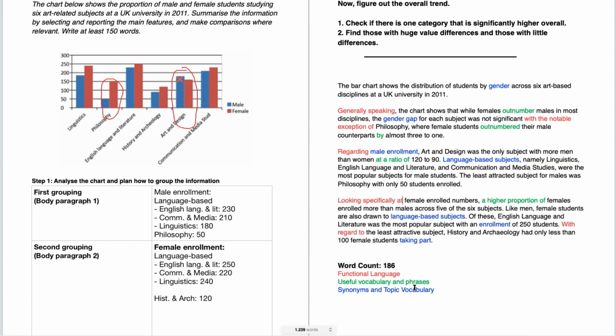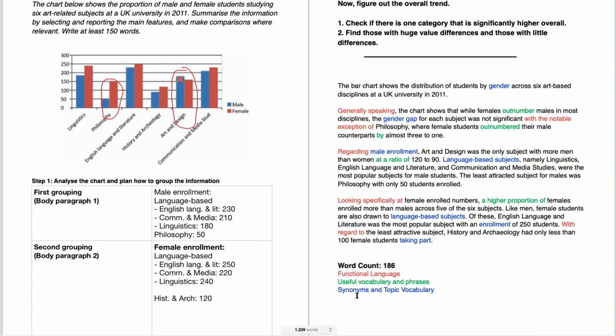Now for useful vocabulary and phrases in green, these are specifically for writing task 1. So we see "outnumber" quite a bit, and you want to use "outnumbered by". So make sure you have these two words together. "At a ratio of", make sure you have these words together, and "a higher proportion of". Make sure you understand which prepositions go with which phrases, because this will really help your score.